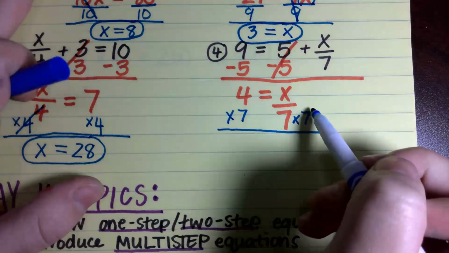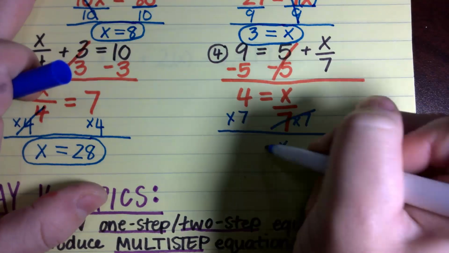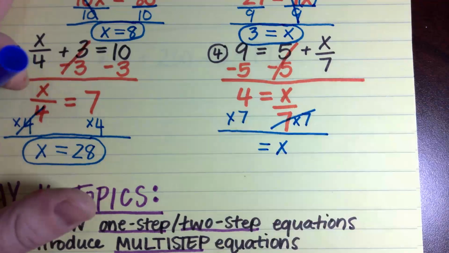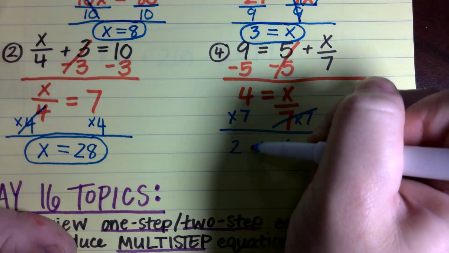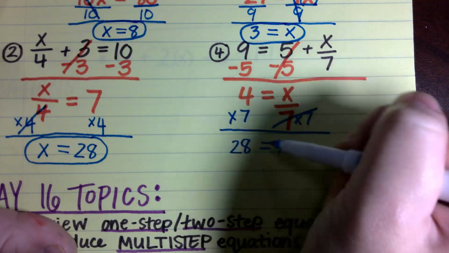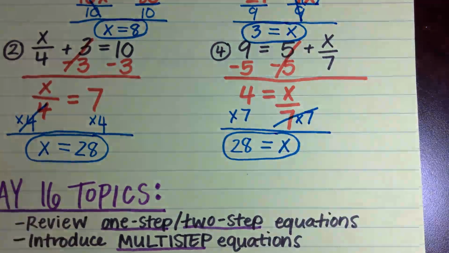My 7s are going to cancel. I'm going to bring down my x, my equals, and then what is 4 times 7? 28. Very good, guys. Okay, does that make a lot of sense to everybody, or do we have any confusion here?